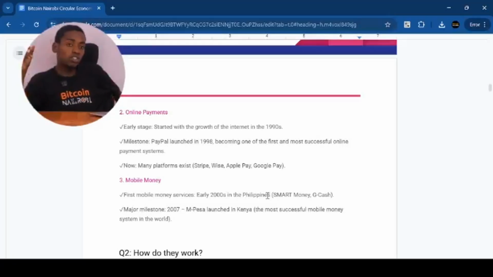Actually, in the history of mobile money or digital money, we Kenyans have a very great milestone, which is the launch of M-PESA in 2007, which is the most successful mobile money system in the world. That's M-PESA, the most successful mobile money system in the world.